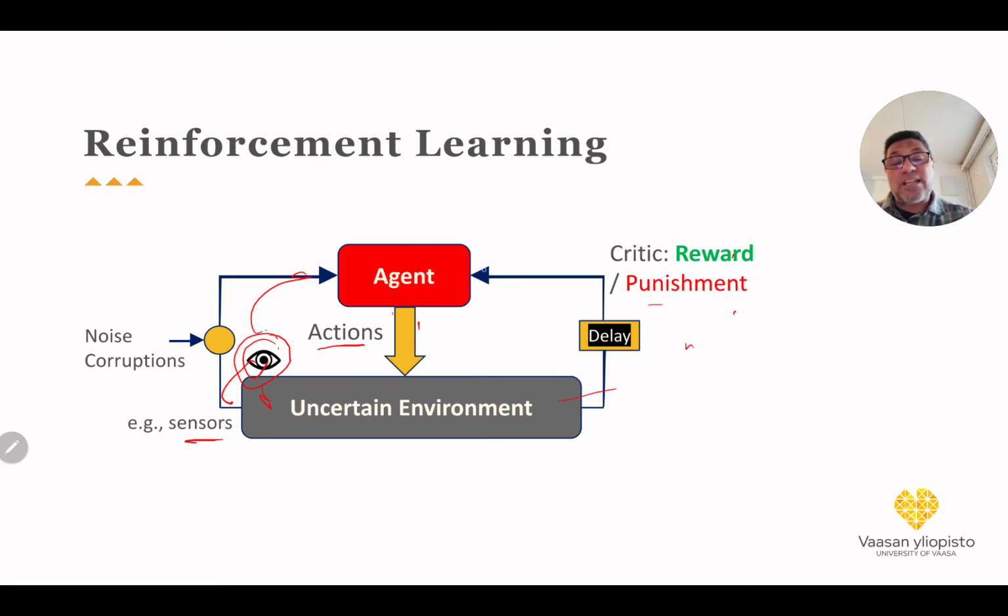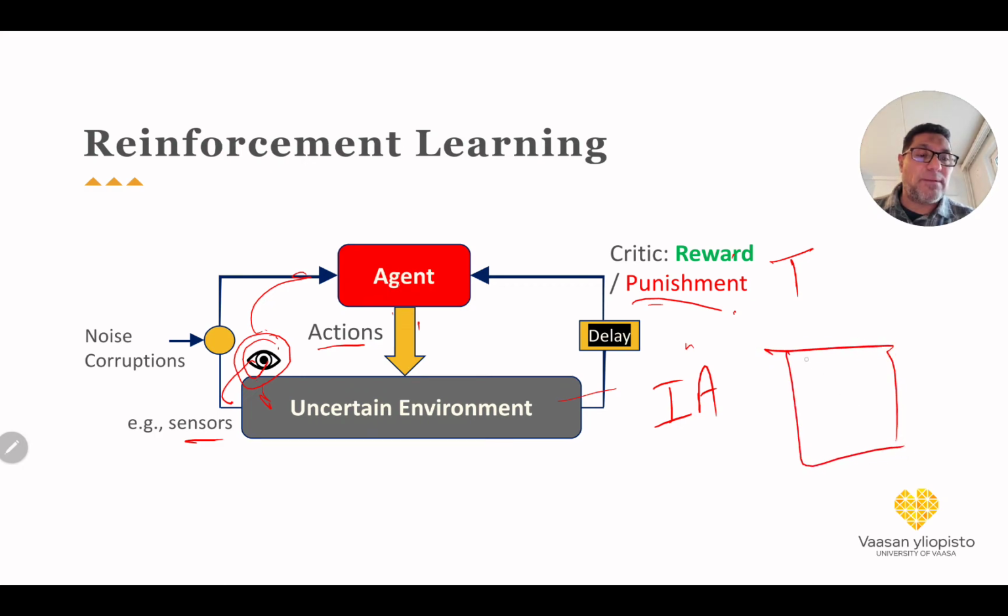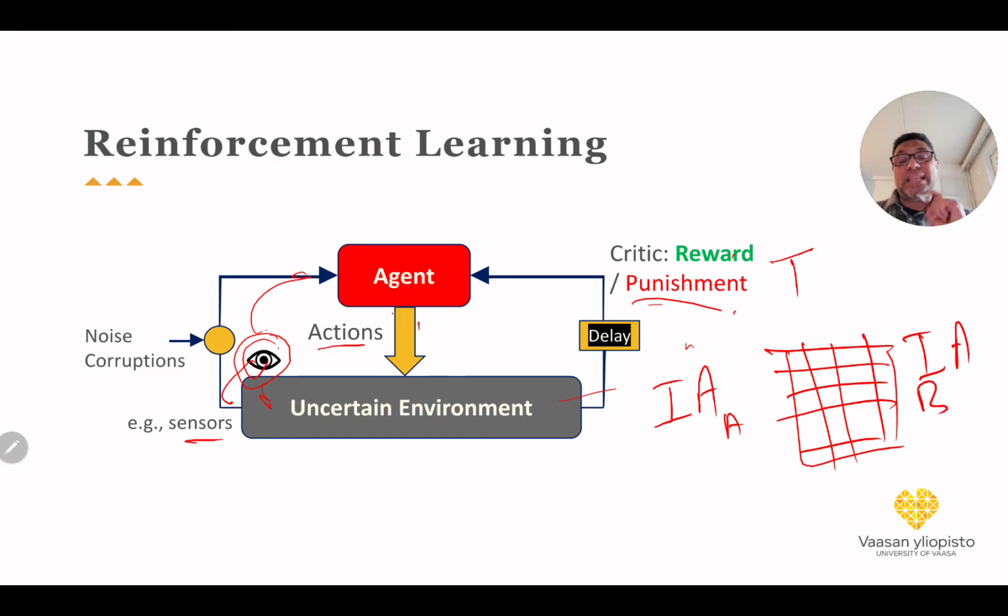So after that, they might get a reward if they succeeded, and they get punishment if they fail, for example, within a certain time t. It is the same as if we assume that we have an intelligent agent working on chess, for example. And then we have an intelligent agent A working against intelligent agent B.